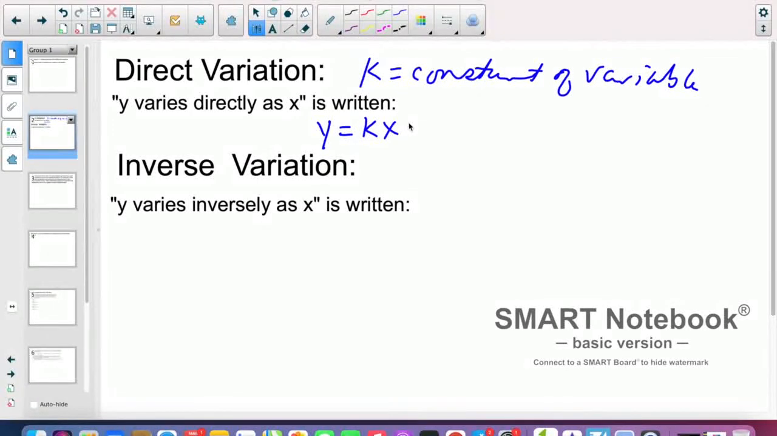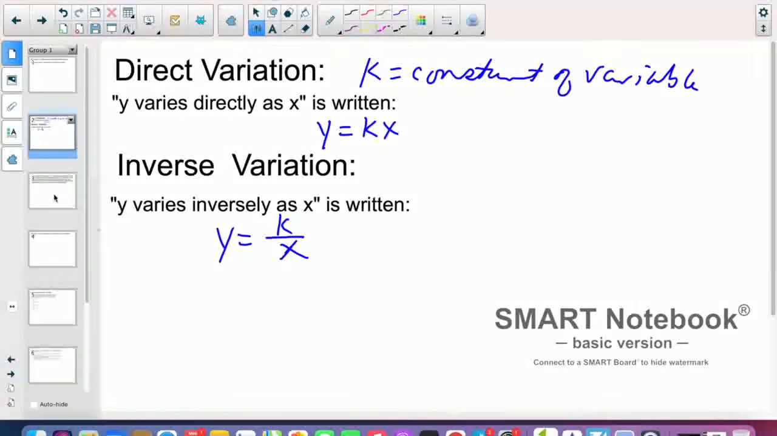You were first introduced to this in Algebra 1, and then in Algebra 2 you should have done a little bit more. We expanded it from direct and inverse into joint variation as well. And then here, this one says y varies inversely as x, or it could say y varies indirectly as x. And that formula is y equals k over x. And these are the models that we will use when we're dealing with directly and inversely proportioned problems.